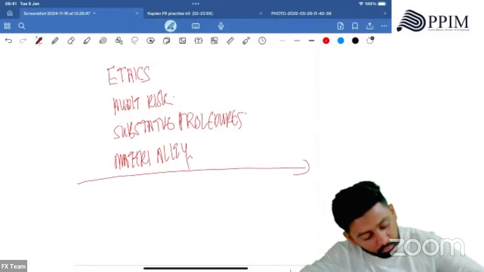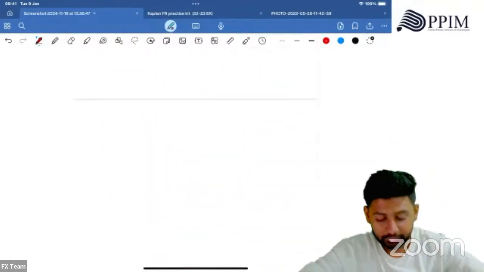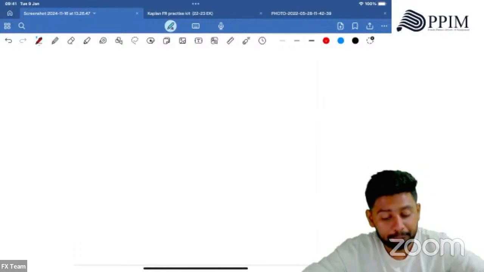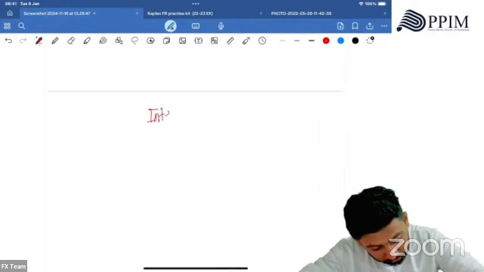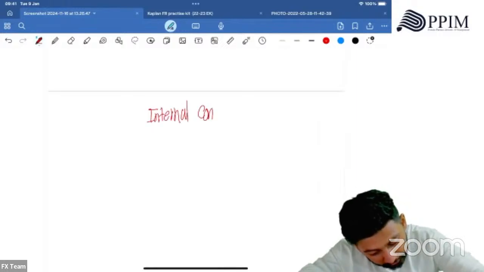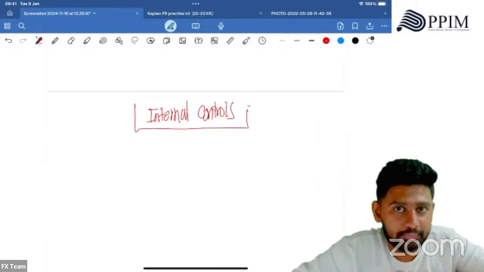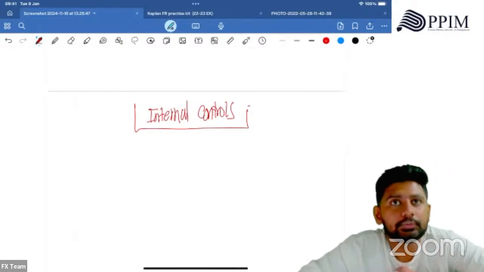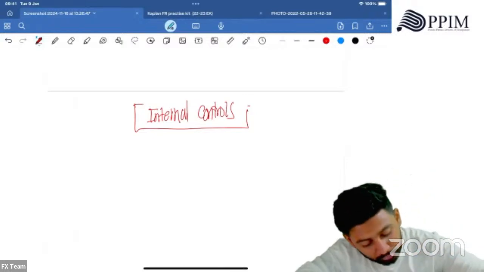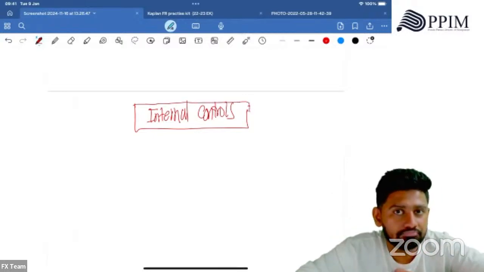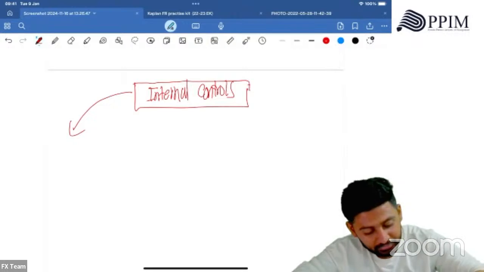Today we are moving into another important area, which is controls, internal controls. Internal controls is a major area in your syllabus. It can be tested for about 15 to 20 marks in the exam. Like I explained last week, there are some systems that can be tested.